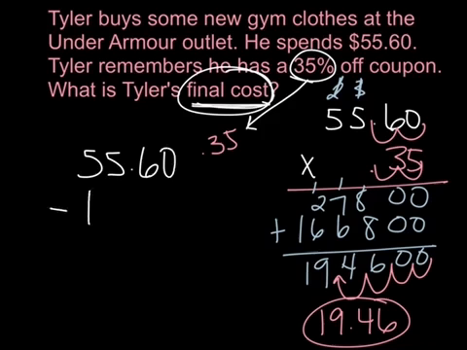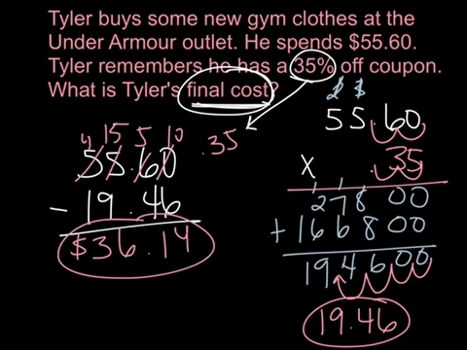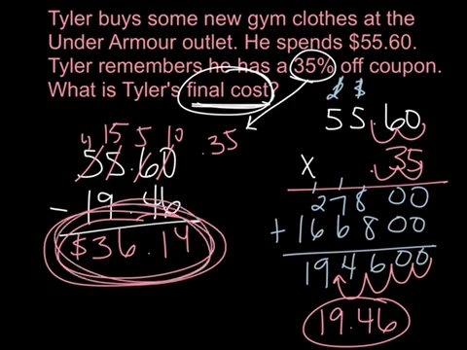$55.60, and subtract $19.46. When I do that, I get an answer of $36.14. And this would be my final answer because that is my final cost, or that is Tyler's final cost at the Under Armour outlet.